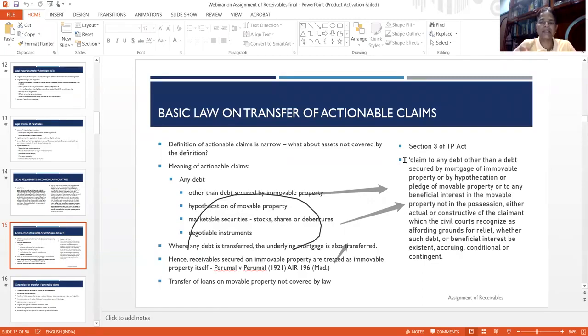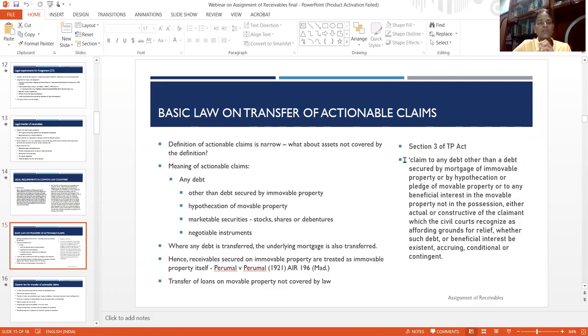That would mean if the debt is secured by mortgage of immovable property, for example, residential mortgage loans, it will not be covered by actionable claim. If I have a receivable backed by hypothecation, say a car loan, that will also not be an actionable claim. If the receivable is backed by pledge, that will also not be an actionable claim. So the definition of actionable claim stays limited to unsecured loans only, which is not commonly the case in most of the transactions.